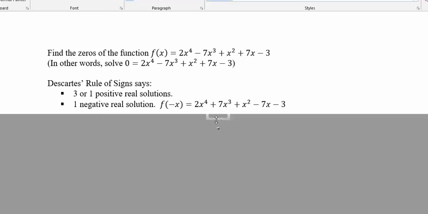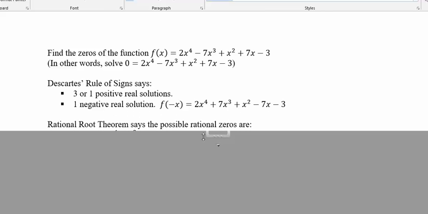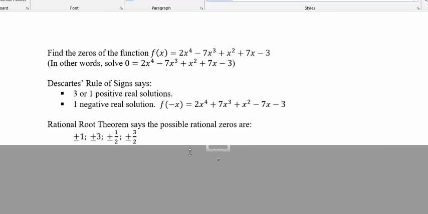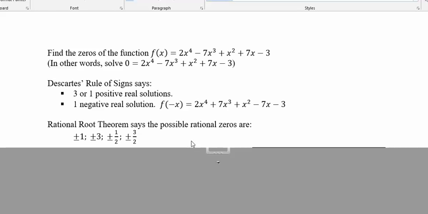Now let's look at the possible rational roots from the rational root theorem. They're going to be of the form p over q, where p is a divisor of 3, so the numerator is 1 or 3, or negative 1 or negative 3, and the denominator is 2. So here are the possible rational roots. So there's 8 possibilities. We're looking for 4. So now let's take a look at synthetic division.